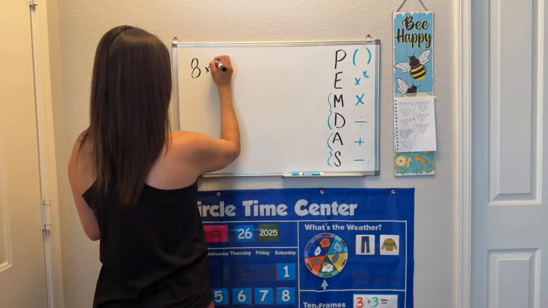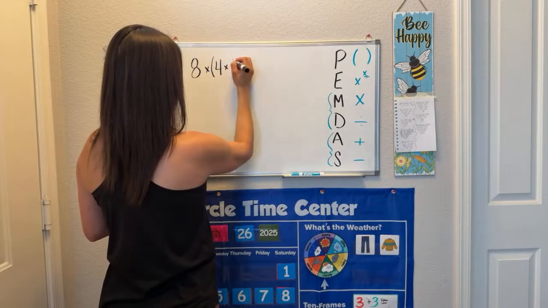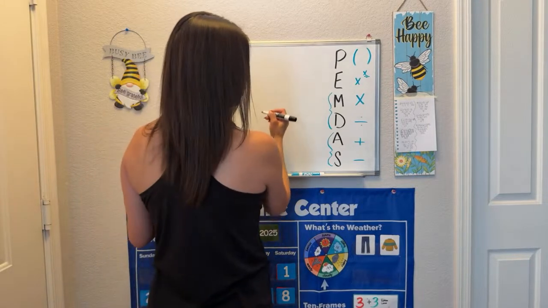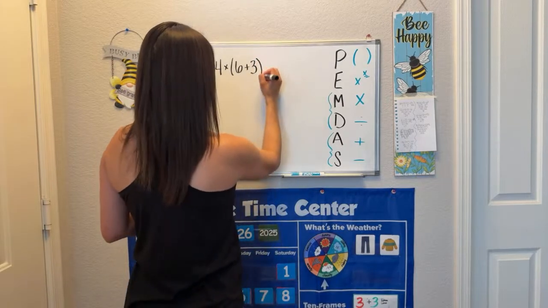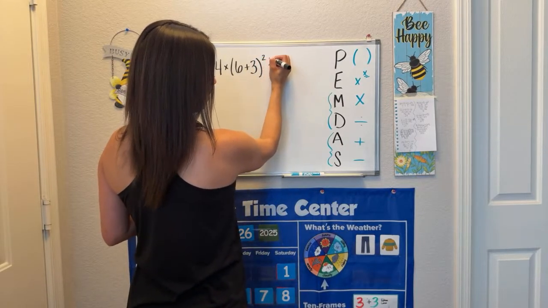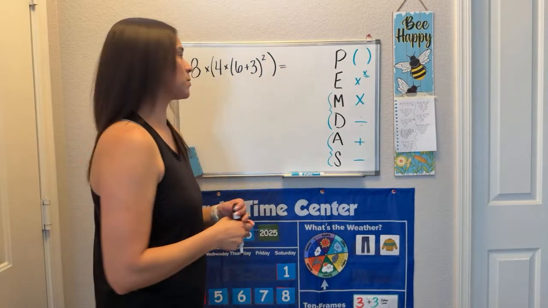Times parentheses 4 times parentheses 6 plus 3 close parentheses squared, and then we're going to double close parentheses and solve. Okay, so this one's a little trickier.